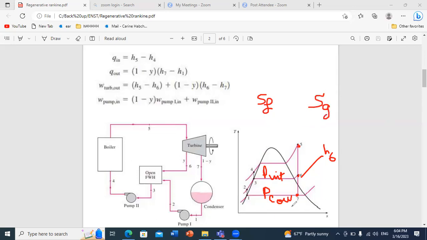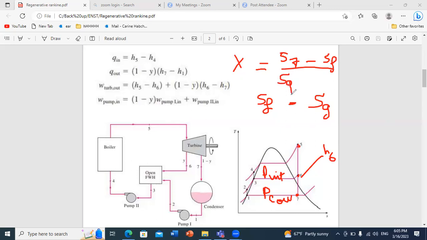Okay, in the case where S5 equals S6 equals S7, the state is between SF and SG, so you have a mixture, and you can calculate the quality. So how do we calculate the quality? The quality will be S at 0.7 minus SF over SG minus SF. So this equation will give you the value of the quality.